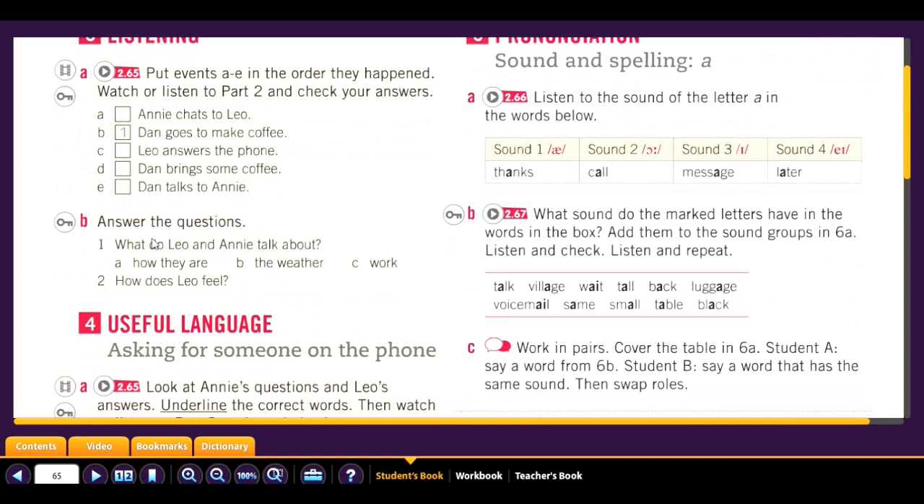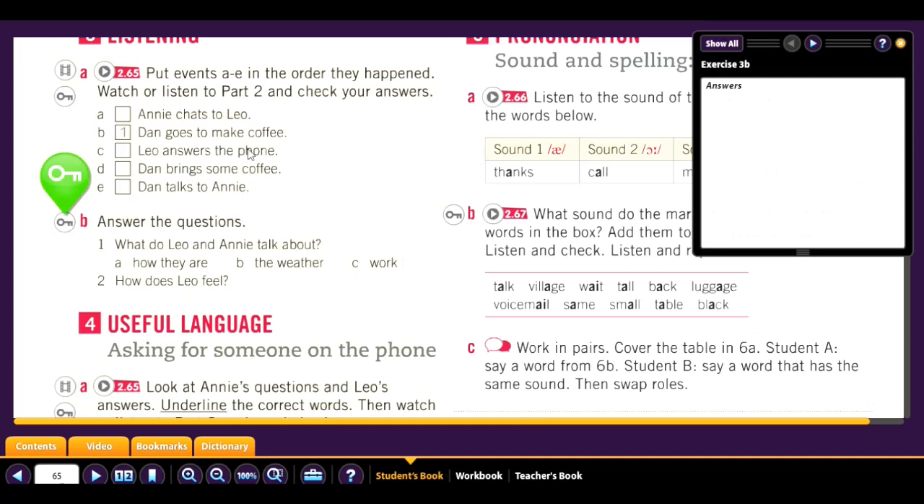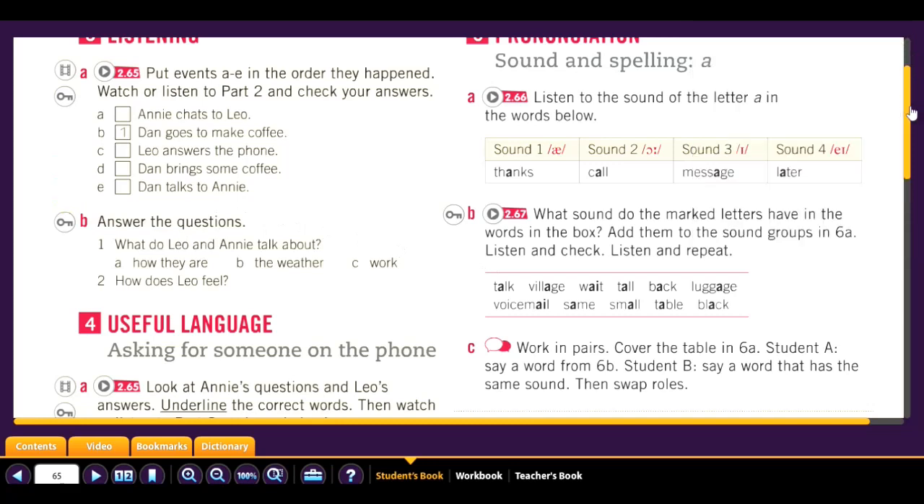Okay, now answer the questions. What do Leo and Annie talk about? How they are, the weather, or work? And how does Leo feel? They talk about how they are. And Leo, maybe he is shy, nervous, and embarrassed. Maybe because he likes Annie. That's what I think. I think Leo likes Annie.